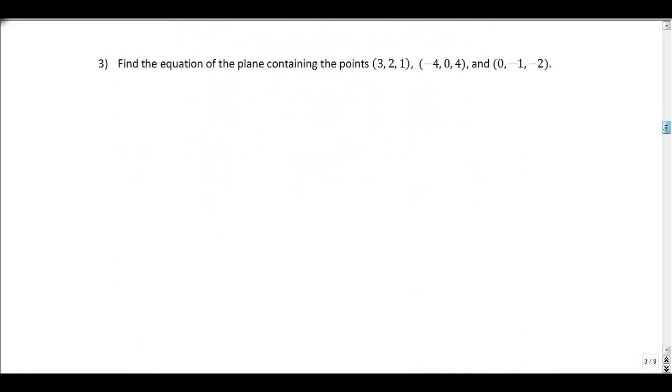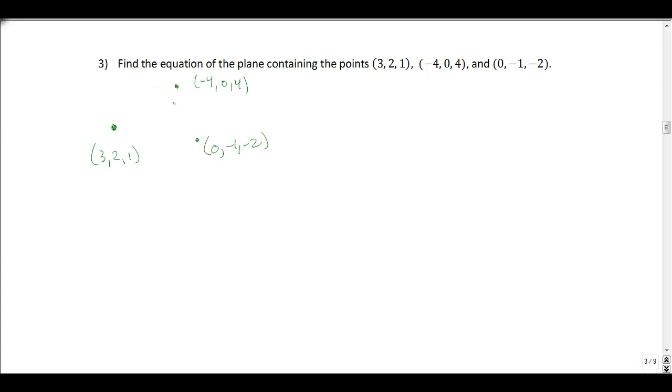Okay, next sort of standard calculation here is we have 3 points, and generally those points will determine a plane. We're going to find that plane. So the first thing we're going to do is let's just write down the points here in a drawing. So we have (3, 2, 1), (-4, 0, 4), and then we have (0, -1, -2).